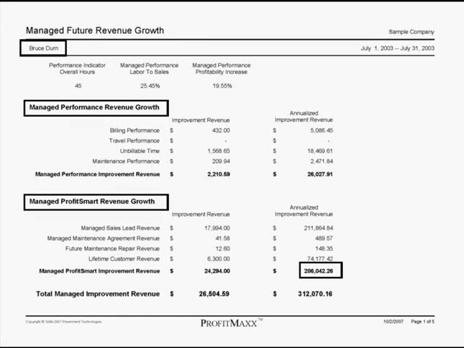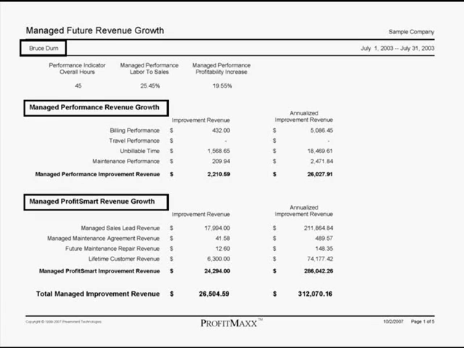Now, I do have to point out one thing in this section. The Managed Maintenance Agreement revenue and the future maintenance revenue are shown in this section for your information only and are the immediate impact for the reporting period. They are not included in the Managed ProfitSmart improvement revenue because they're accounted for in the lifetime customer revenue figure. If we added them in here, they'd be counted twice.